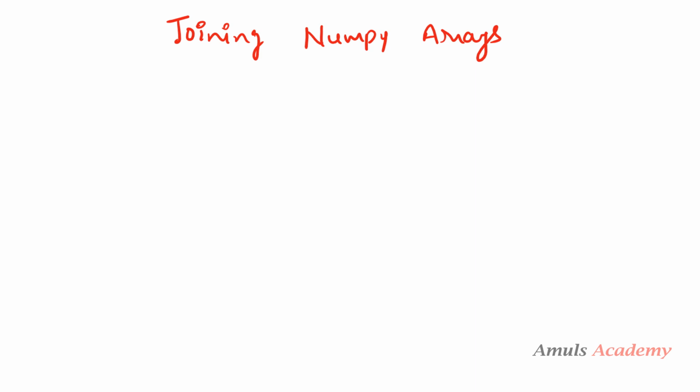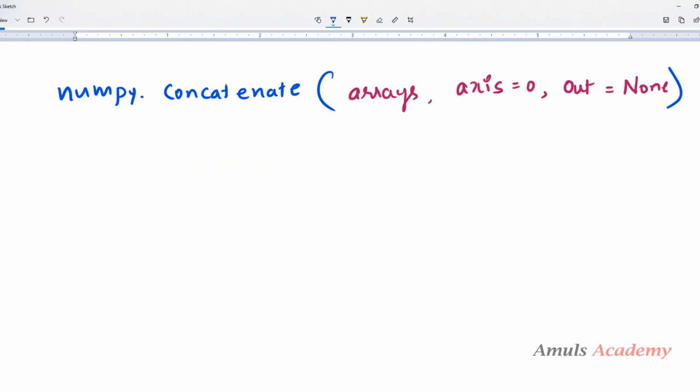For this we can use a function called concatenate, and this function is used to join two or more given NumPy arrays along the existing axis. So let's see the syntax first. You should mention numpy.concatenate. Concatenate is a function that belongs to the NumPy library, and it contains three parameters.